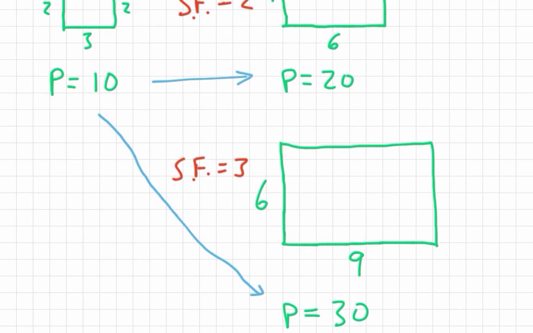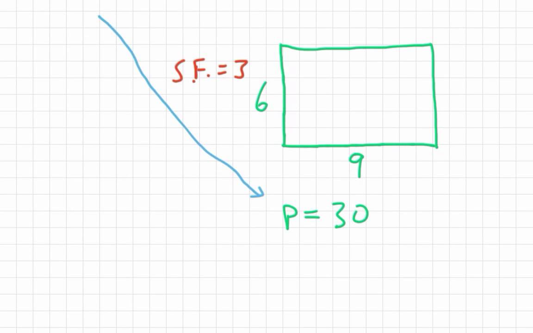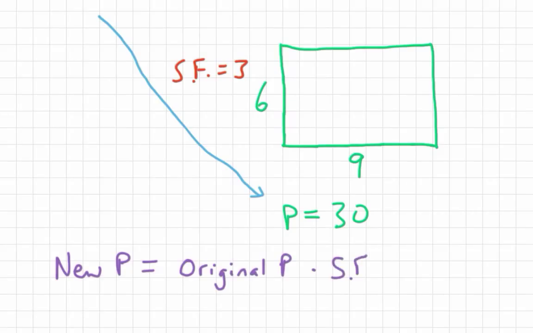So you'll notice then, scale factor of 2, you just double it. Scale factor of 3, you triple it. So if you wanted to write the new equation, you could say something like the new perimeter equals the original perimeter times, I'm just going to do F period, S period, F period. You can put it in parentheses if you wanted to, so it all looks like one thing. But you just take the original perimeter, multiply it by your scale factor, and you're done.